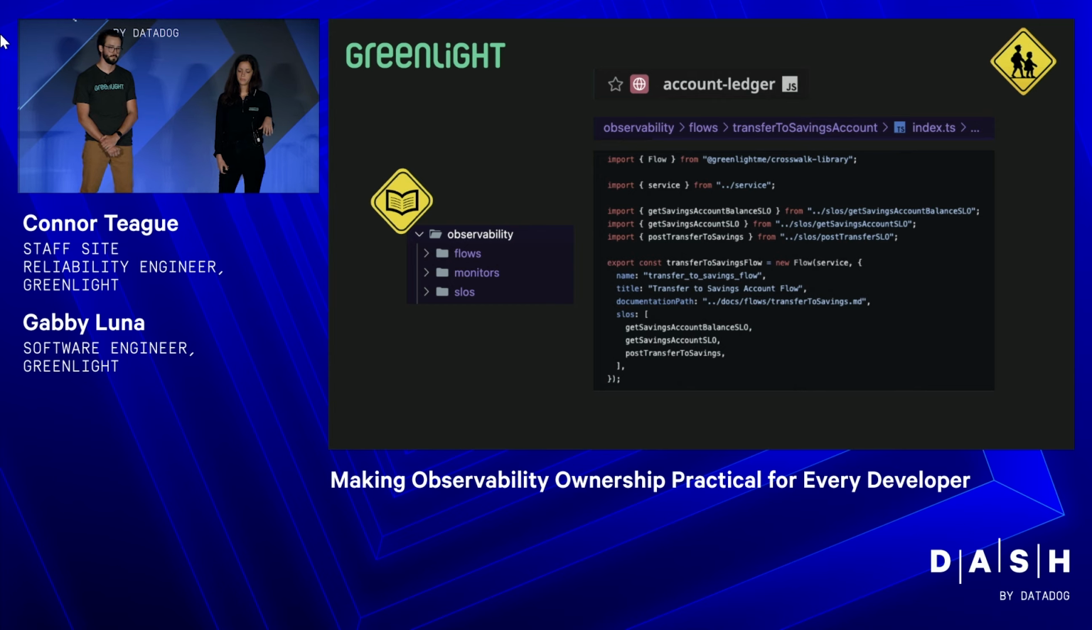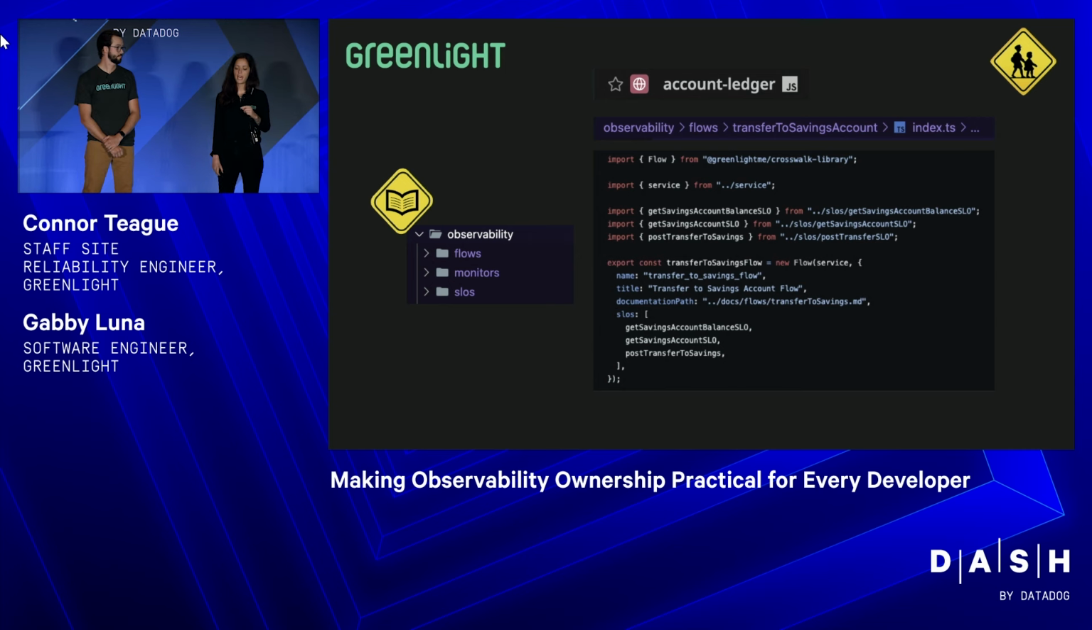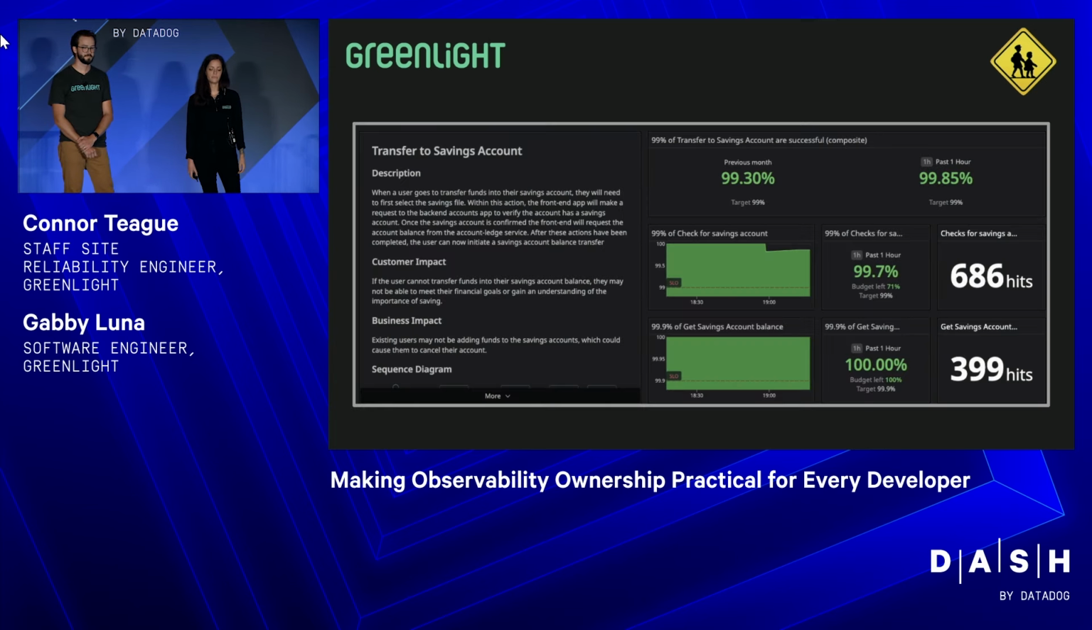those funds. In Crosswalk, we define a flow by creating an array with all the related endpoint SLOs and a path to any related documentation that I might have. That's pretty much all you have to do. And just like that, I deploy this. After deploying those updates to Crosswalk, this dashboard is what gets created in Datadog.